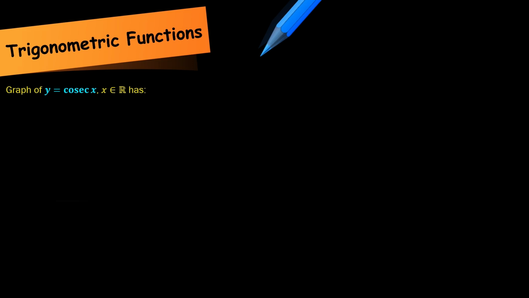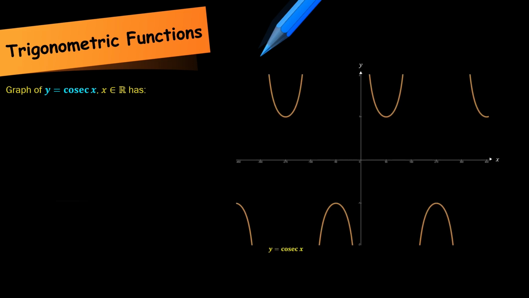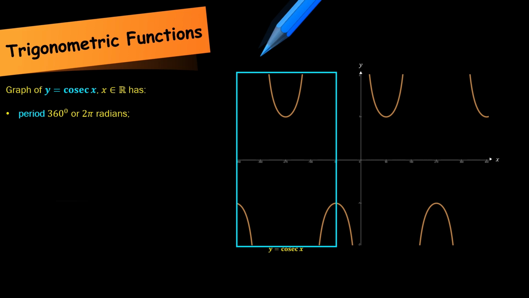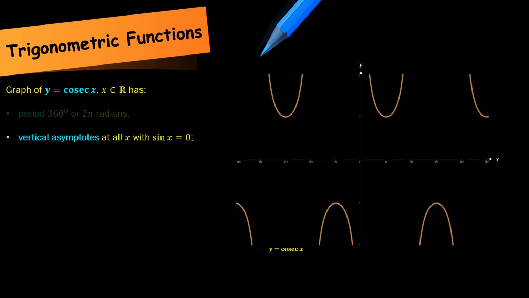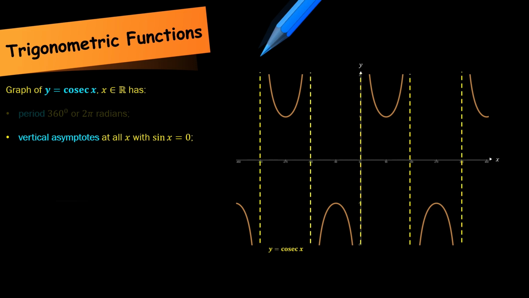Let's now take a look at the graph of y equals cosec x. This is a shift of the graph of sec x and looks something like this. It also has a period of 360 degrees or 2 pi radians, since it repeats every 360 degrees. It has vertical asymptotes at all x with sin x equal to 0, as shown here.